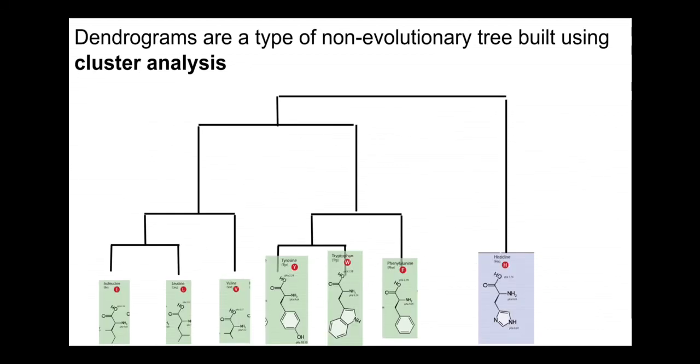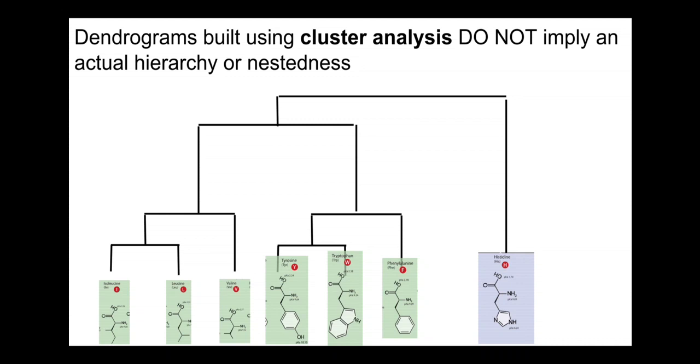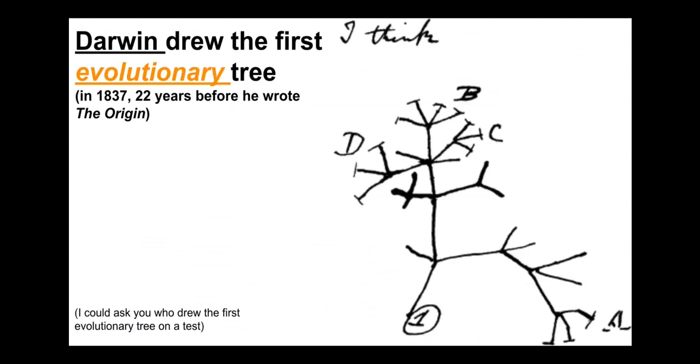The previous video talked about dendrograms. They're a type of tree, but not an evolutionary tree. It's just used to indicate similarities. There are many other types of actual evolutionary trees. Again, dendrograms are built using cluster analysis.